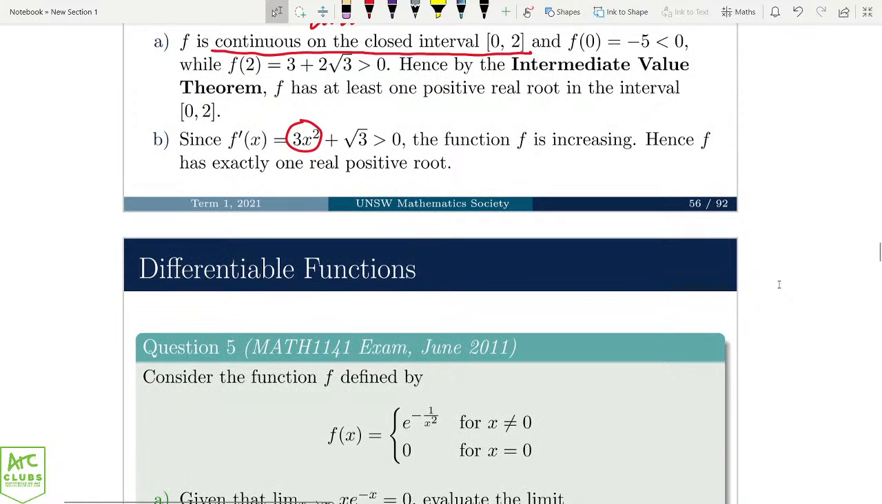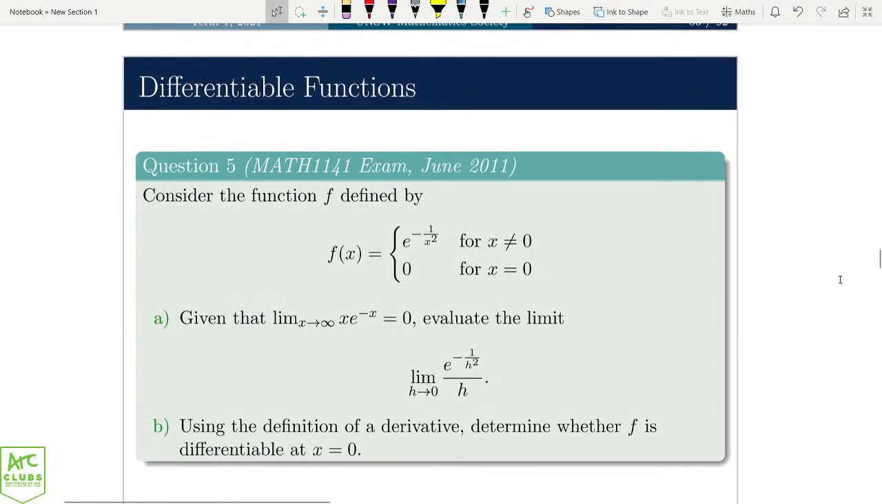Right, moving on to our next topic, which is differentiable functions. Now we go straight to a practice question, which asks us to consider this particular piecewise function here. And then part A, given that the limit of x times e to the power of negative x as x approaches infinity is equal to 0, evaluate the limit here.